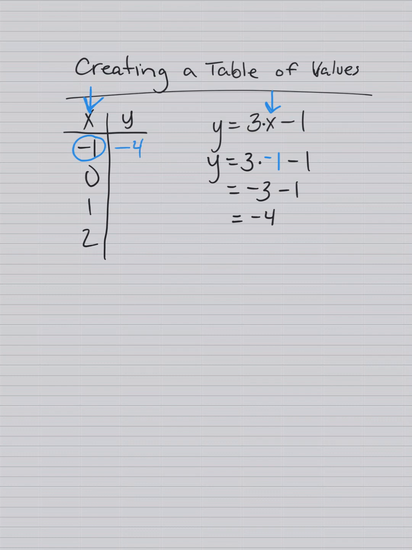So then we take that back into our table, and when I plugged in -1, I got -4 for my y. And then I repeat for my next x, which is 0. So y equals 3 times, and then I replace x with 0 this time, bring down the -1. Order of operations, multiply 3 times 0 is 0, drop down the -1, 0 minus 1 is -1, and I add that answer to my table. If I plug in 0, I get out a -1.